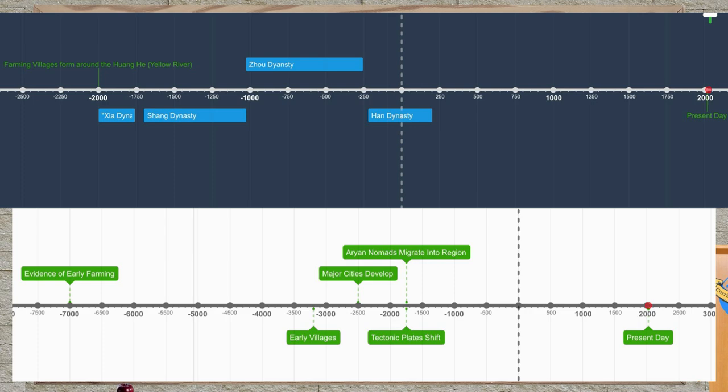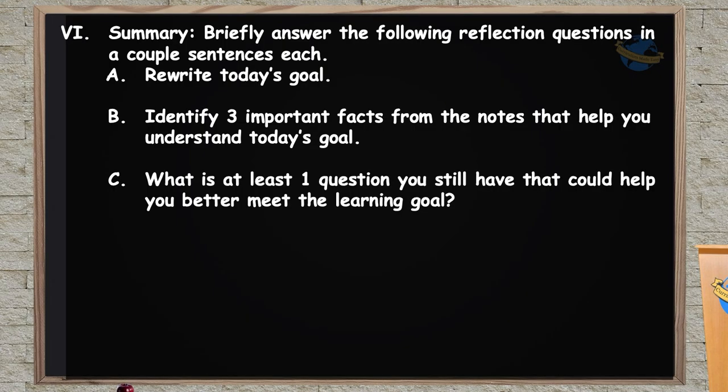Okay, hopefully you're used to this by now, but take a few minutes here, pause the video, and rewrite today's goal, either from the top of the note sheet or from the beginning of this video. And again, I really want you to stop and actually type it out, not copy and paste, type it out. That's how it's going to stick in your head a little bit better. Then go through your notes and identify 3 important facts from these notes that help you understand this goal. And finally, I always want you to show that intellectual curiosity, write one question you still have, and I will respond to that on your note sheet.